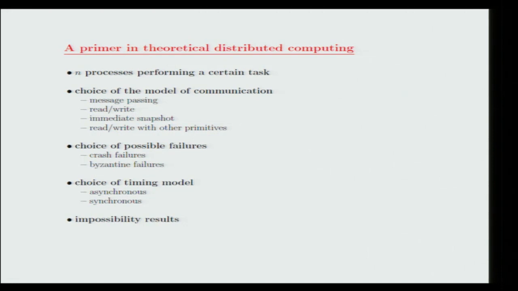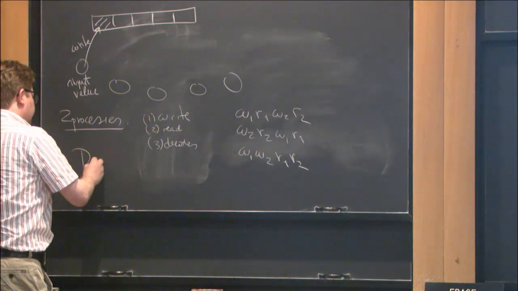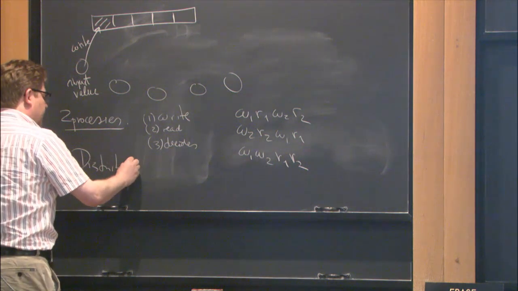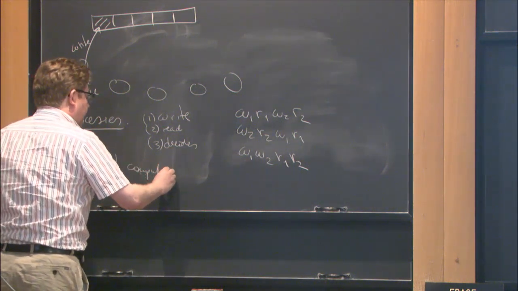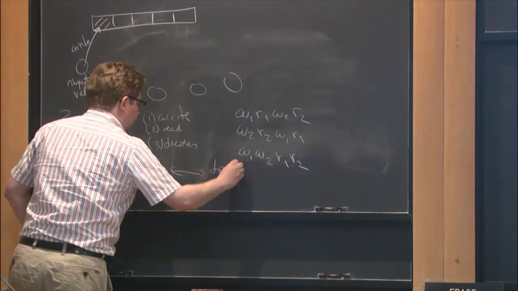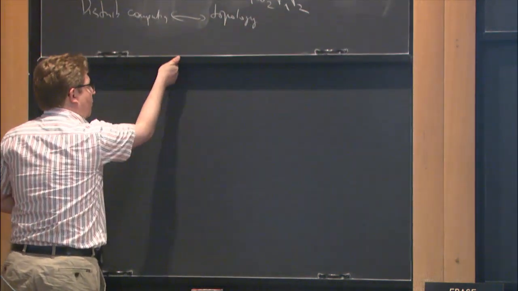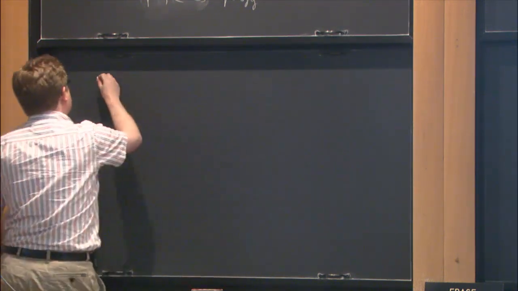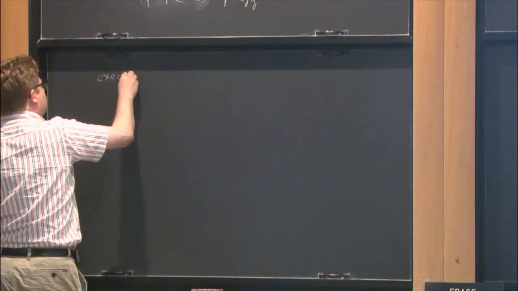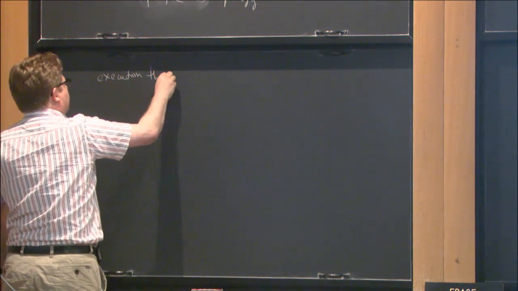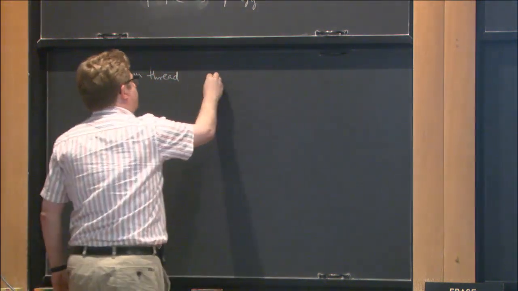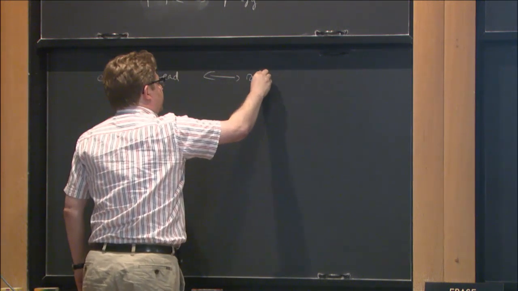Now, just before I go through fixing everything, because if you want to prove something, you want to fix everything, just as a general idea, the idea to connect distributed computing and topology is to have a simplex for each execution thread, or just execution. We have a simplex.